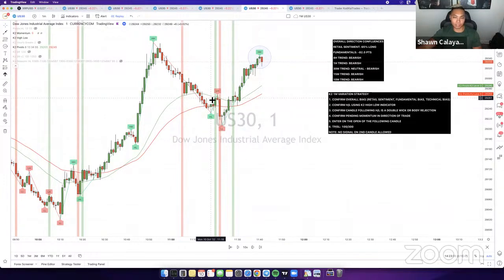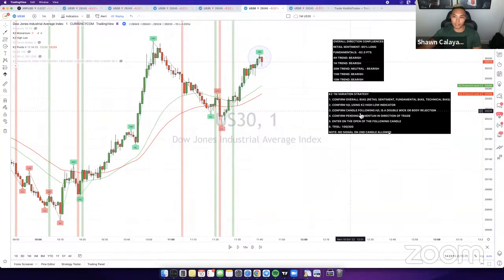So I'll go back to that later to show you another example, but we'll just go over this right now because we're already here. So first, confirmation: confirm overall bias. Obviously it's a sell with the confluences right here. Second, confirm the high low. There's a high here, low right there.